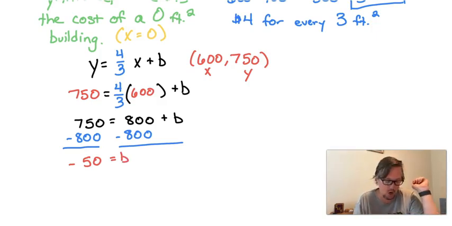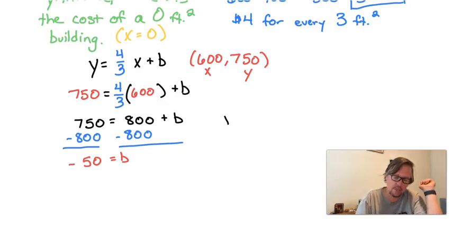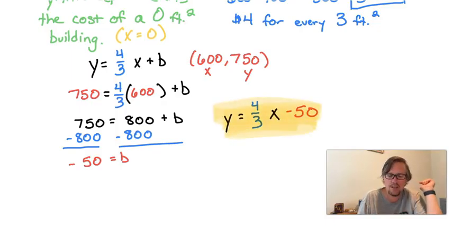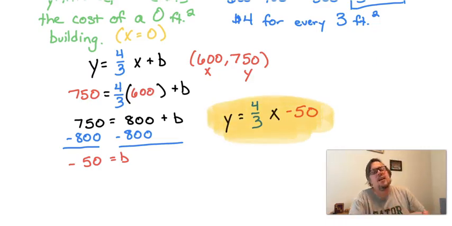So what this means is our final equation, now that we have slope and y-intercept, is y equals 4/3 x minus 50. So this means that a 0 square foot apartment would cost negative $50. In other words, somebody would pay me $50 for a 0 square foot apartment. Of course, does not make sense at all, but that's okay. Nobody's selling a 0 square foot apartment.